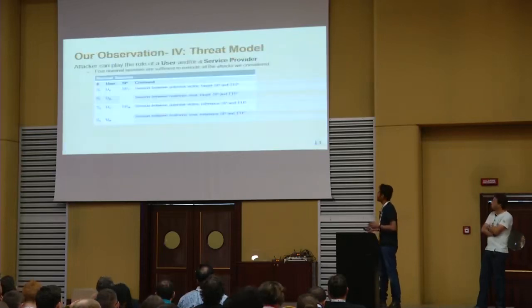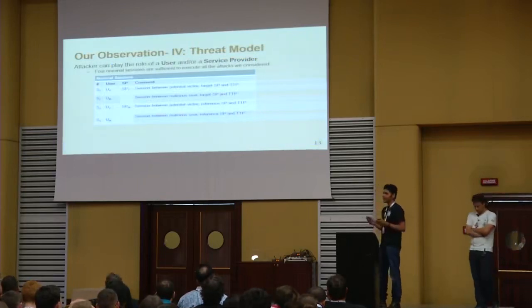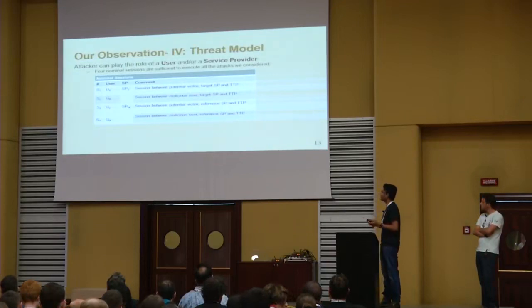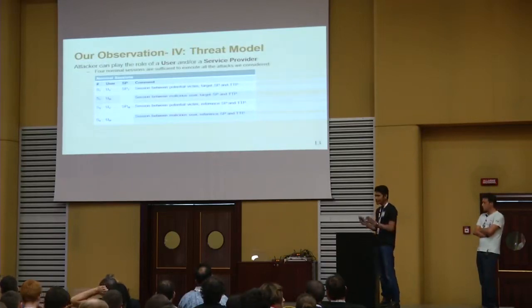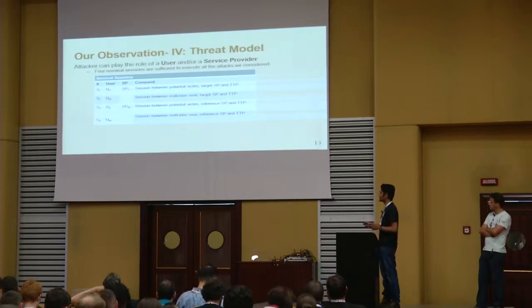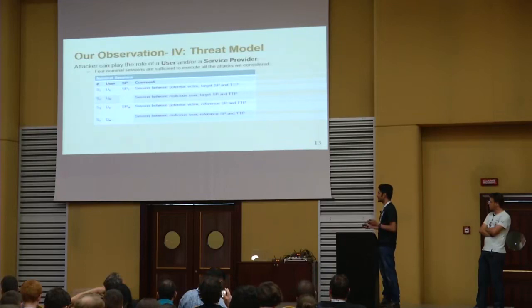Now, another observation that we made was that most of the attacks reported in the past were considering the threat model in which the attacker can play the role of a malicious user or that of a malicious service provider. And in order to execute all the attacks that we considered, we just need 4 nominal sessions. The victim user is executing the protocol with a benign service provider. The attacker is executing the protocol with the benign service provider. Similarly, these 2 users are executing the protocol with the malicious service provider or a different service provider. So if we have the HTTP traffic from these 4 sessions, we can basically reproduce these attacks.